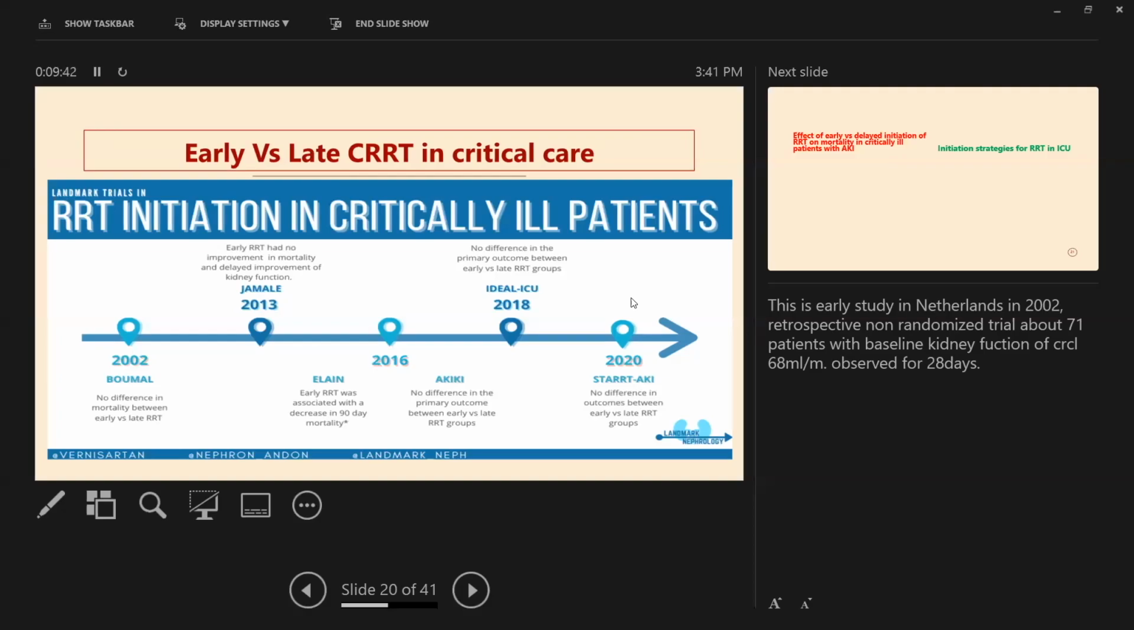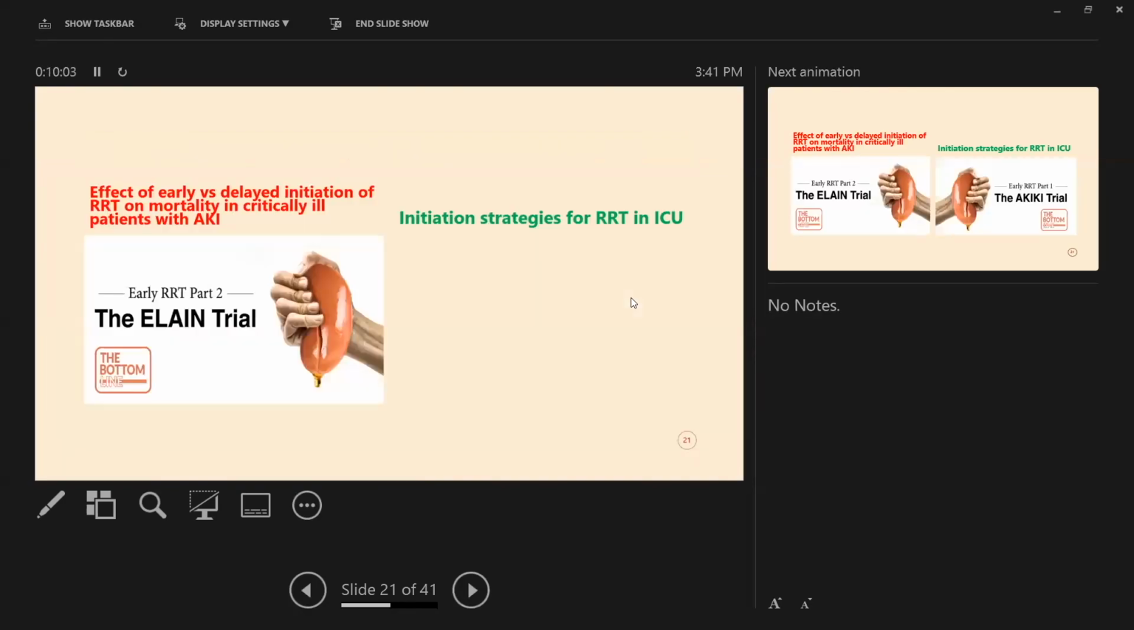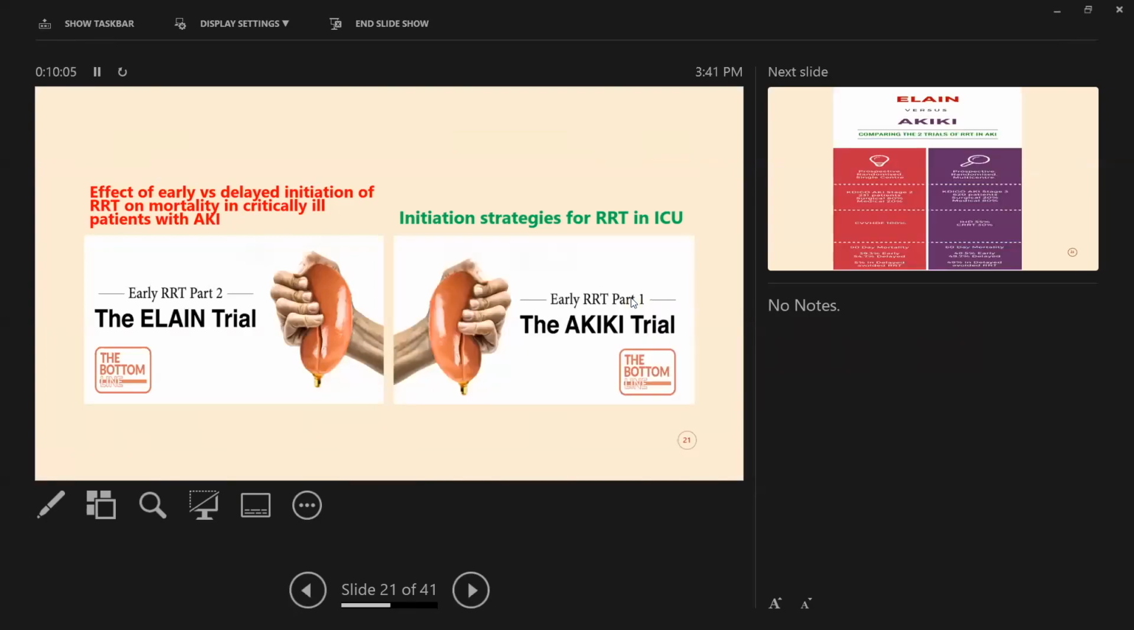And then in 2018, there is the IDEAL-ICU trial, which showed no difference in the primary outcome between early versus late RRT groups. And the latest is STARRT-AKI in 2020, which also showed no difference in outcomes between early versus late RRT groups. So these are the two trials that I want to explain further.